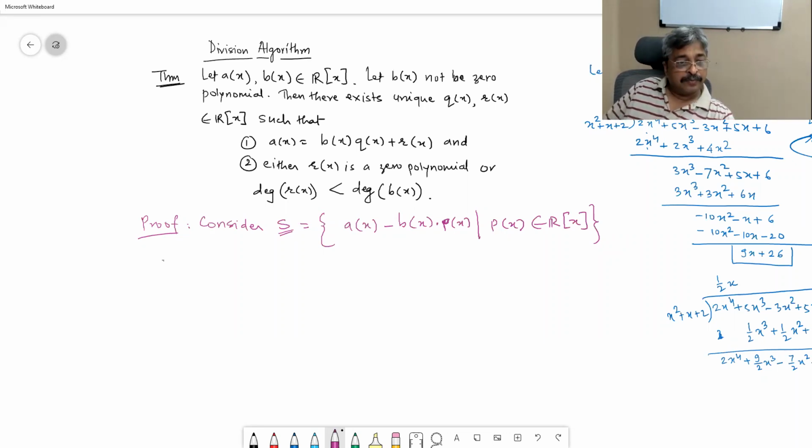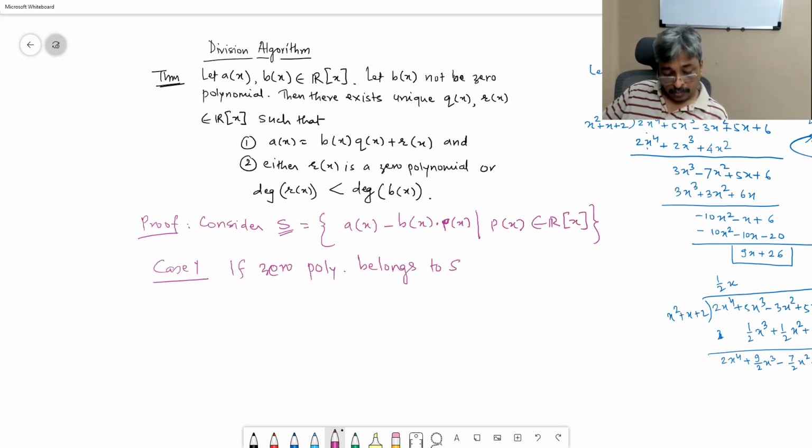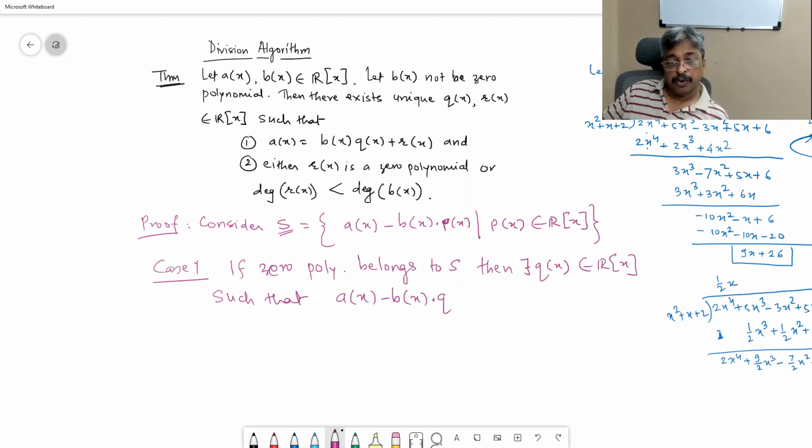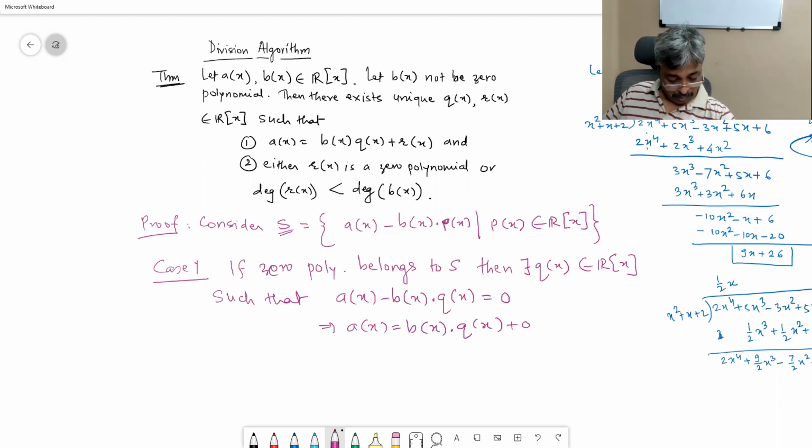Okay. Case 1. If zero polynomial belongs to S, then there exists q of x belonging to the polynomials such that a of x minus b of x into q of x equals 0, which implies a of x is equal to b of x into q of x plus 0, which is the desired result.